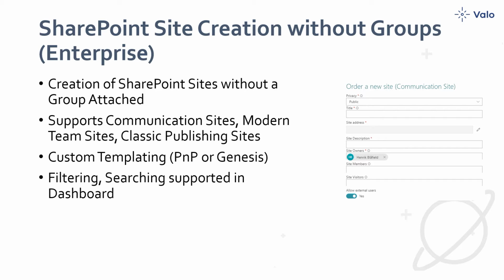So you can create a communication site, you can create a modern theme site, and you can even create a classic publishing site if you so wish using Teamwork. You can use custom templating for modern communication sites and modern theme sites. You would use the PMP templates. For classic publishing sites, you would use our Genesis XML structure to define things like the lists and libraries and front page settings that you want to have for your site.